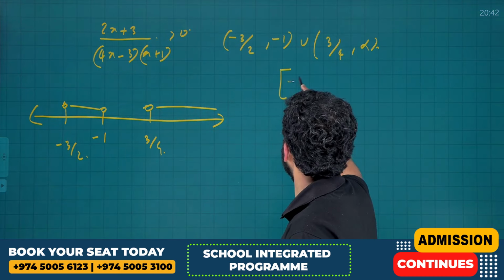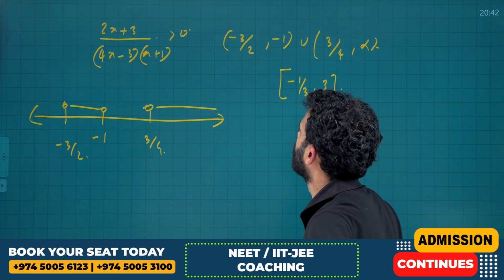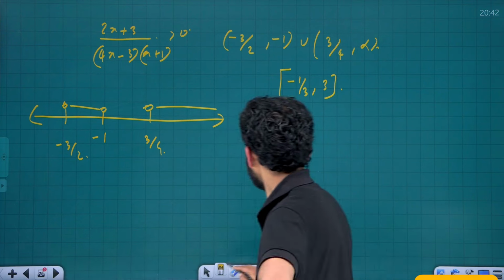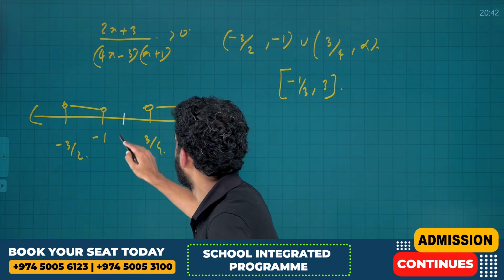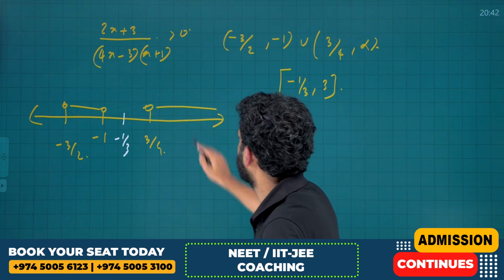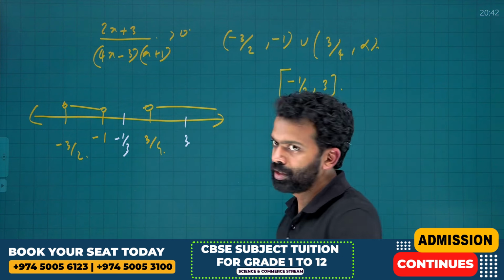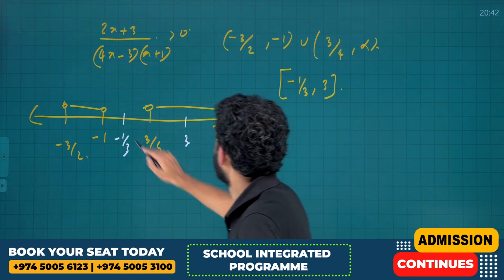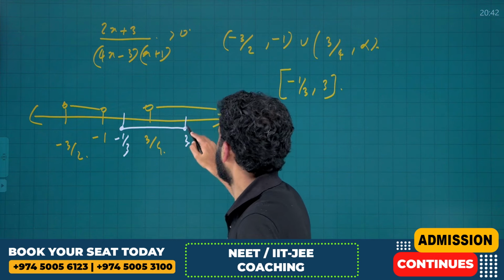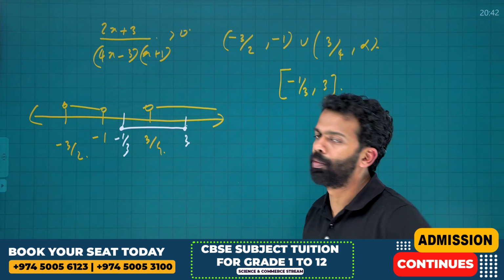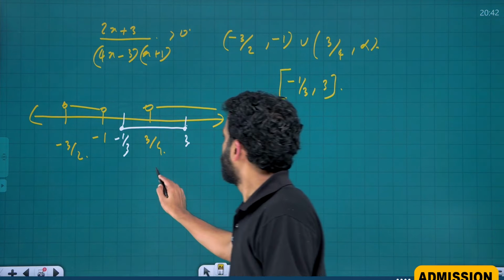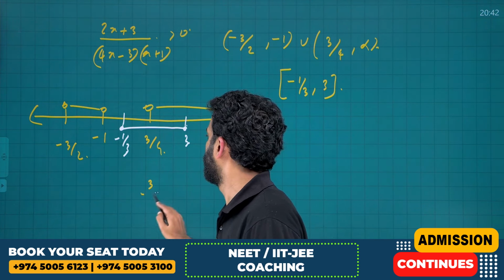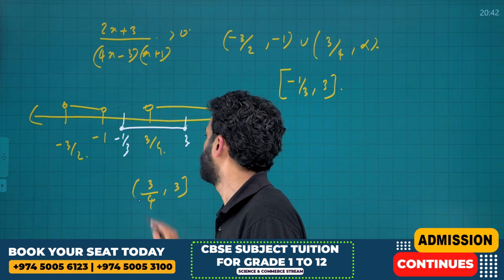So the next one, our D2 was closed interval minus 1 by 3 to 3. We need to find minus 1 by 3. Okay, it will be here, right? Minus 1 by 3 and 3 will be here. Closed interval minus 1 by 3 to 3, right? So comparing these two, which region is common? Tell me. Here 3 by 4 is not included, therefore open interval 3 by 4 to 3.